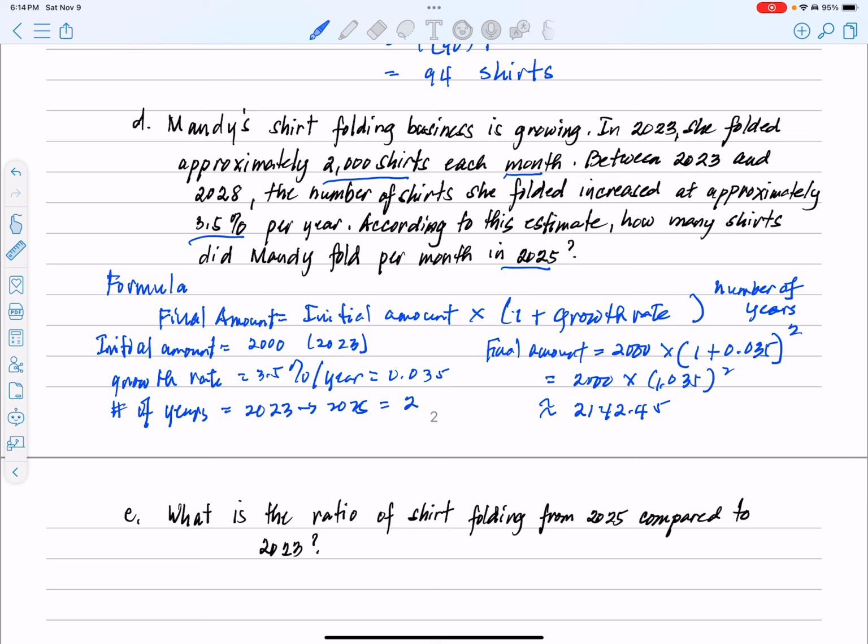So according to the estimate, Monday folded approximately 2,142 shirts per month. Because we cannot have a 0.45 shirt, we approximate that to 2,142 shirts per month in 2025. That should be the case there.